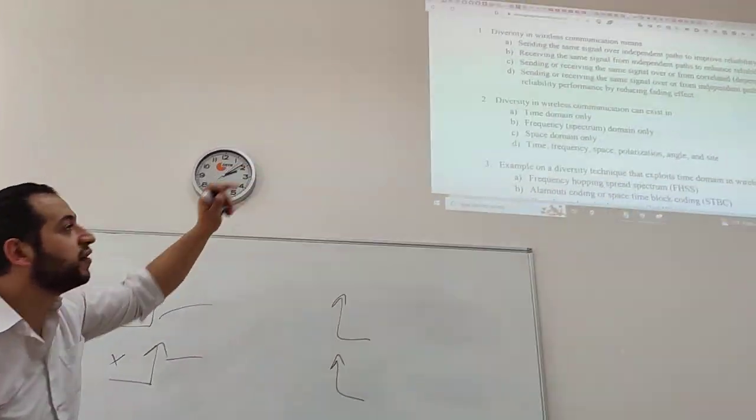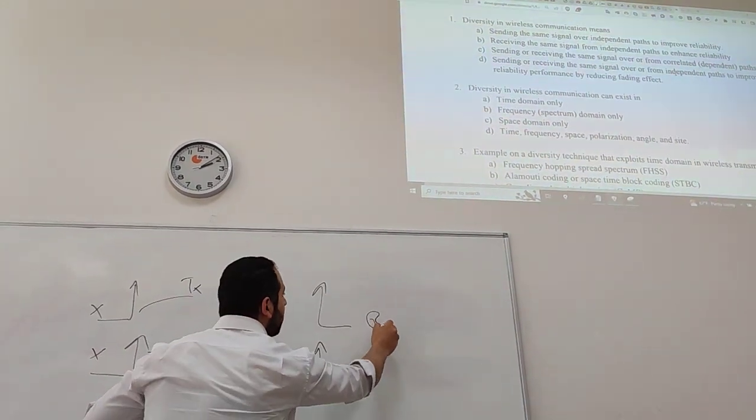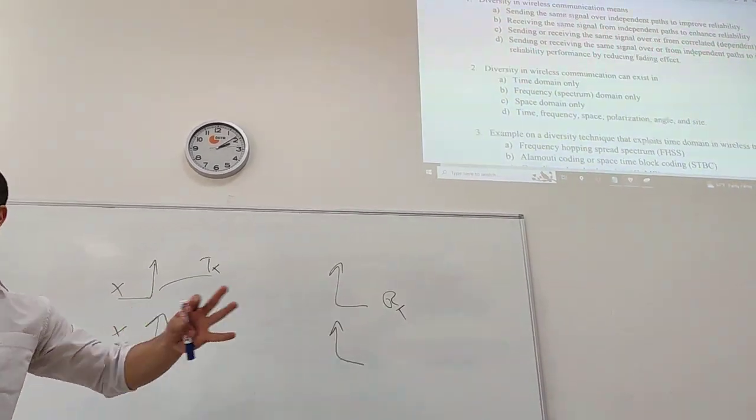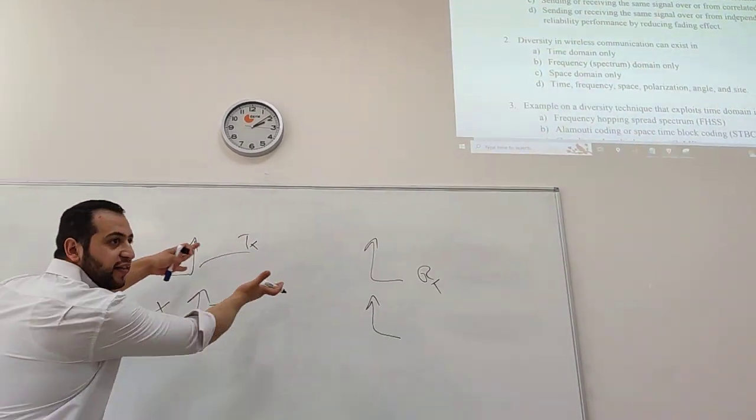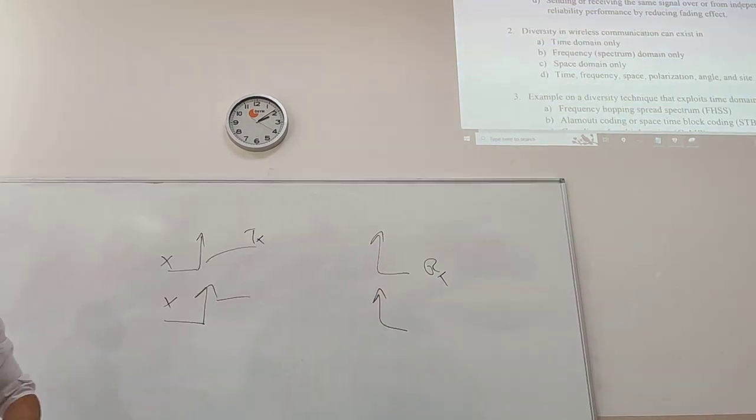So the correct answer is D. It's not just transmitting, it's not just receiving, and it's not the most important thing about diversity. The paths the signal takes are not correlated, they are independent.